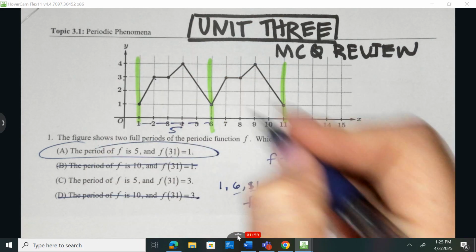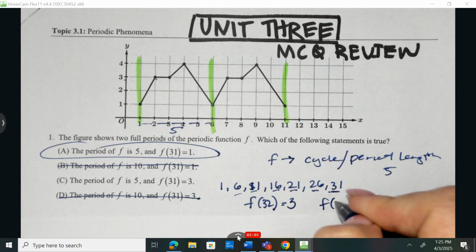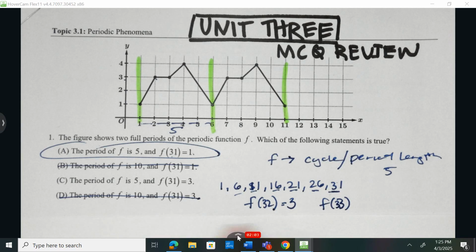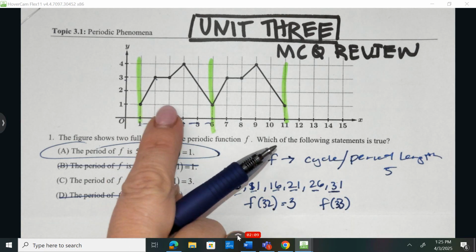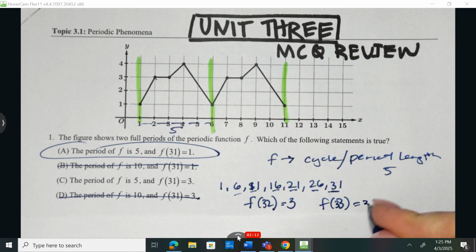We can line it up. 32 would be 3. And if we said f of 33, we can now see there's our first, our second, and our third, right? And so our third, 1, 2, 3, it would also be 3. Hopefully you're catching on.